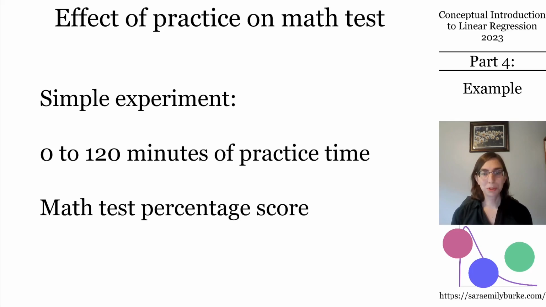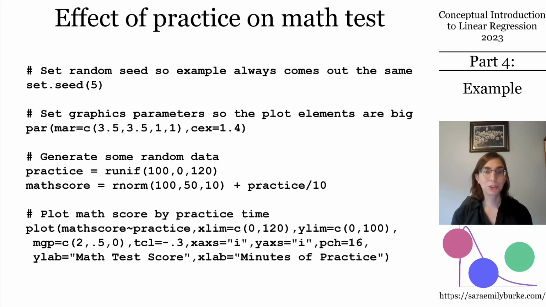Imagine I set up a simple experiment where people get 0 to 120 minutes to practice a certain kind of math problem, and then I test them and give them a percentage score on the test. So the predictor variable is going to be minutes of practice, randomly assigned, ranging continuously from 0 to 120, and the response variable is going to be the math test percentage score. For this illustration, I made some fake data consistent with this hypothetical experiment. The code is shown here in case you're curious, but you don't need to worry about it for now.